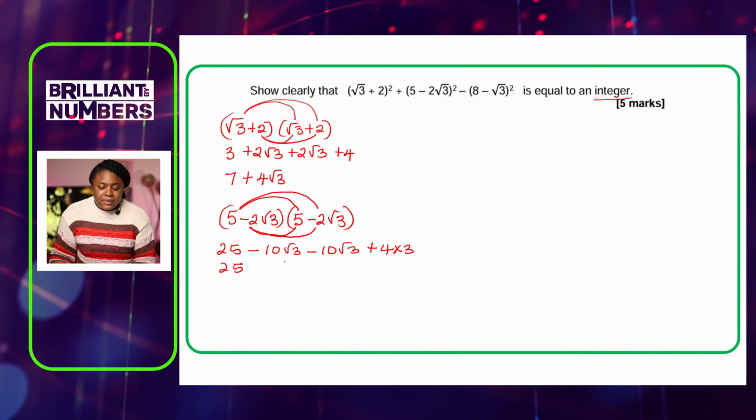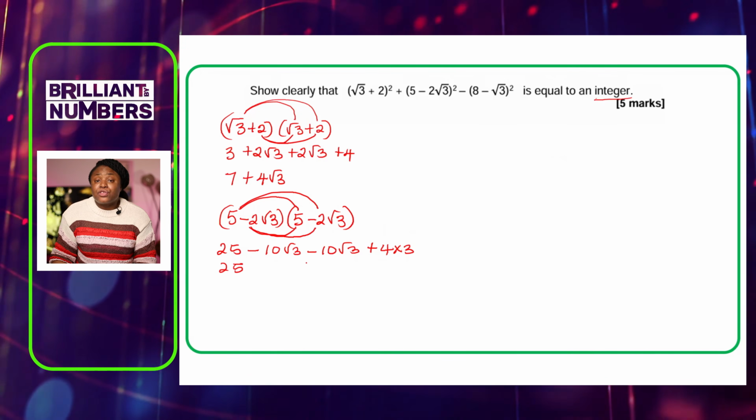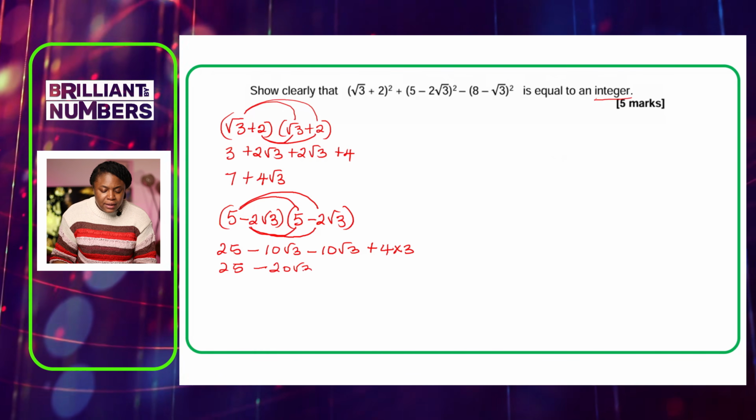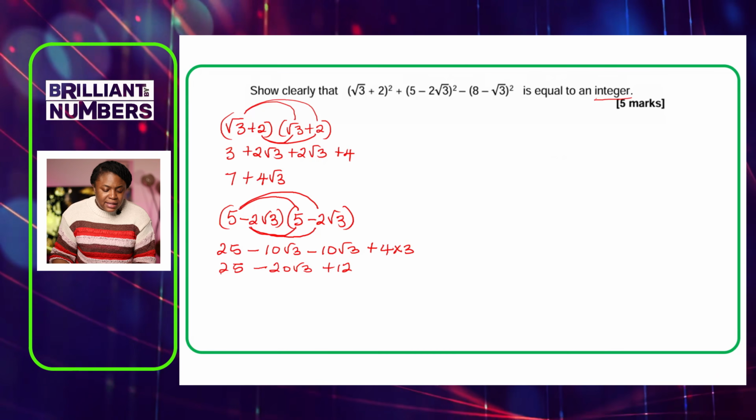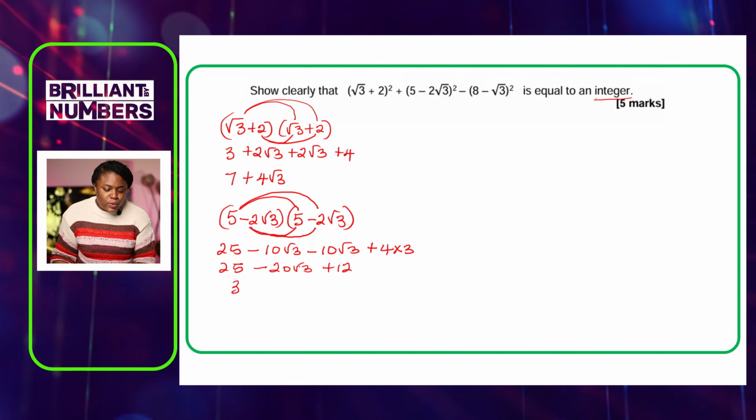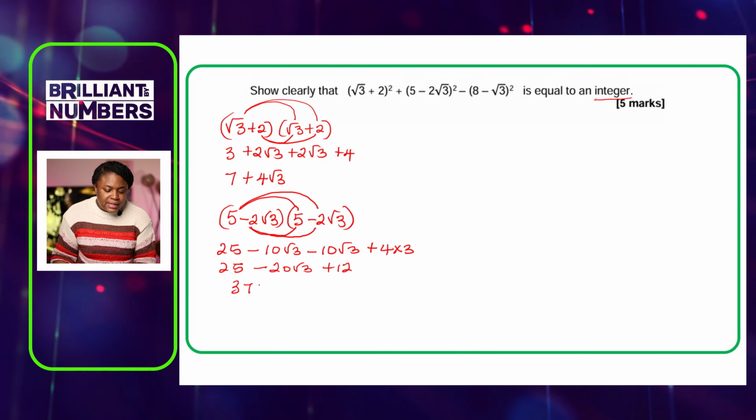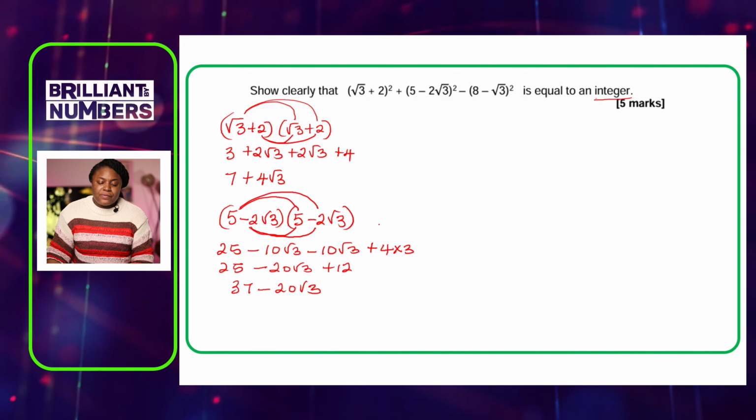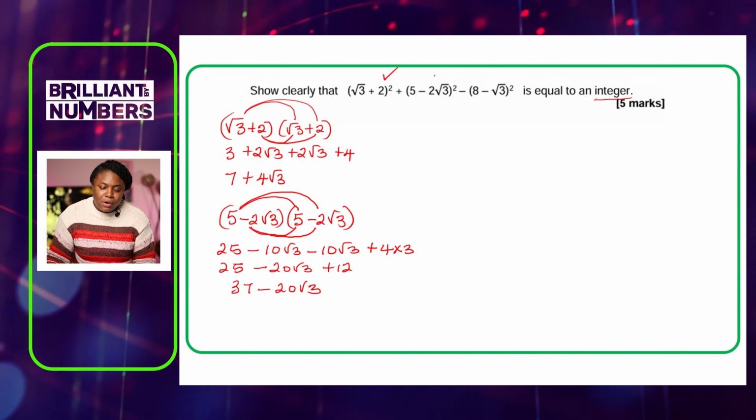We can just simplify the middle, so minus 10 root 3 and minus 10 root 3 is minus 20 root 3. Plus the 12 at the end. Simplifying this now, we get 37. So 25 plus 12, that's 37 minus 20 root 3. So we've done these two, so let's just check them off.